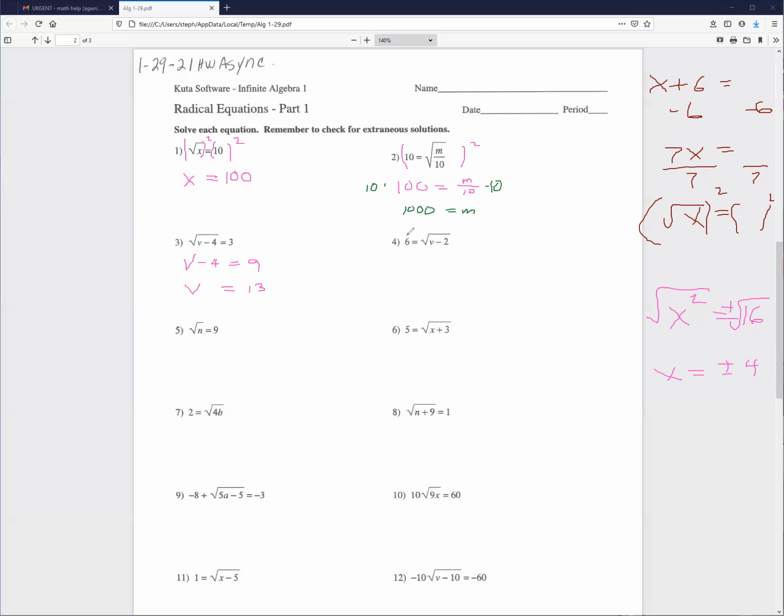All right, so we'll square both sides. 6 squared is 36. The junk under the square root squared is just the junk under the square root, and we will add 2 to both sides. Nice and simple. Square root of n equals 9, square both sides, n equals 81. 5 equals the square root of x plus 3, square both sides, 25 equals x plus 3, and then subtract 3 from both sides.